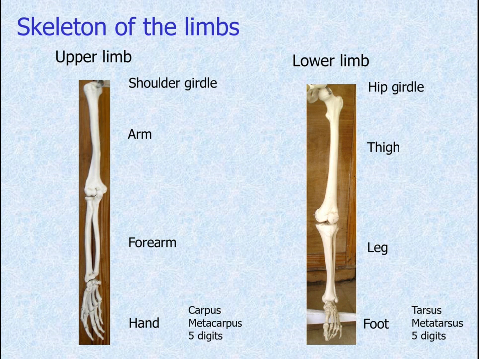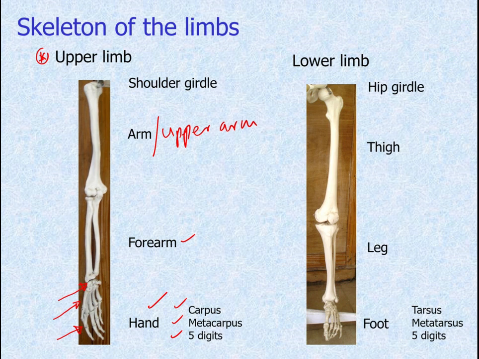Now, the first part of the upper limb is called the arm, or some people call it the upper arm. Both are correct terms, arm or upper arm. Then below that you get the forearm. Then you get the hand. These are the three main parts. The hand consists of carpus, metacarpus, and five digits. So the carpus is here, and this is the metacarpus, and these are the digits or fingers.